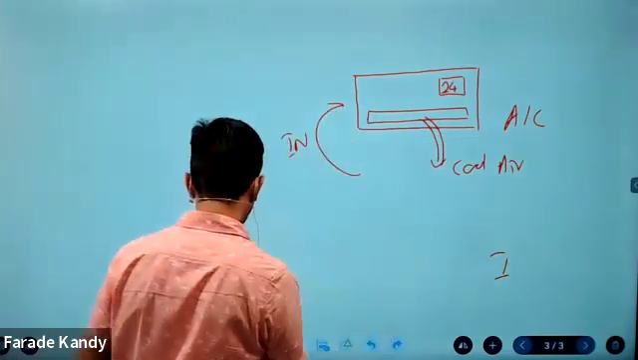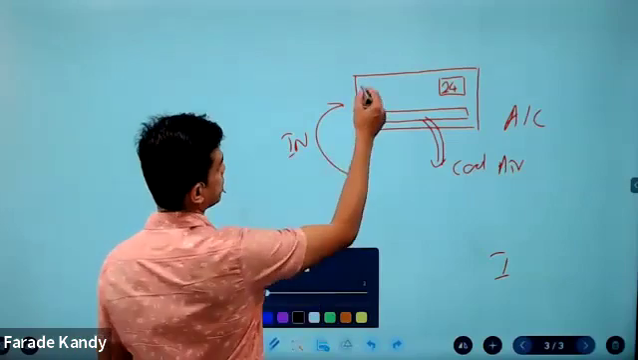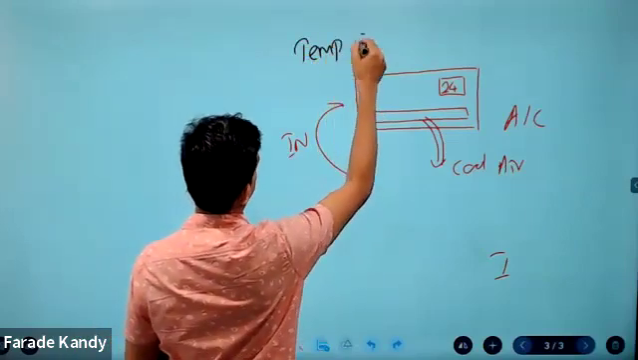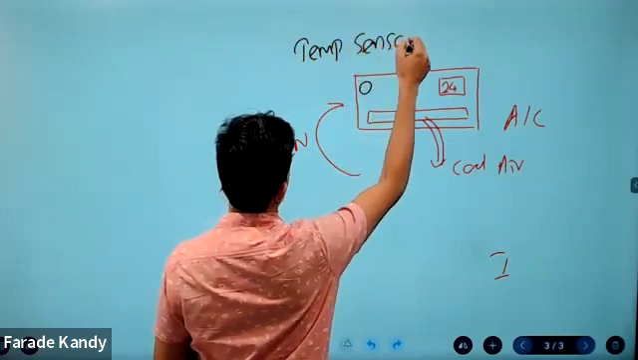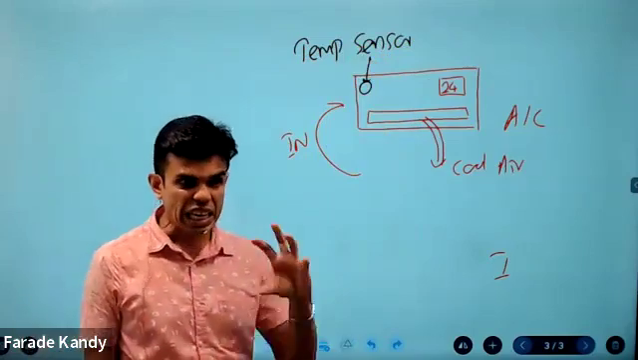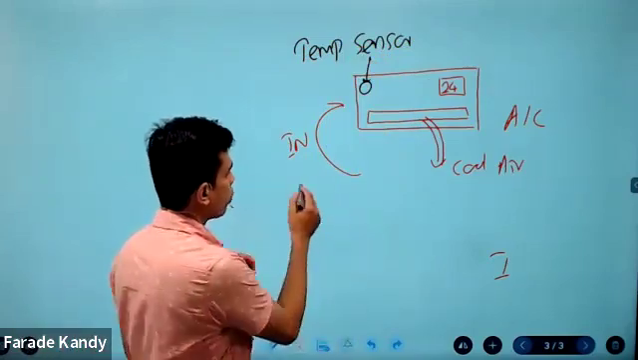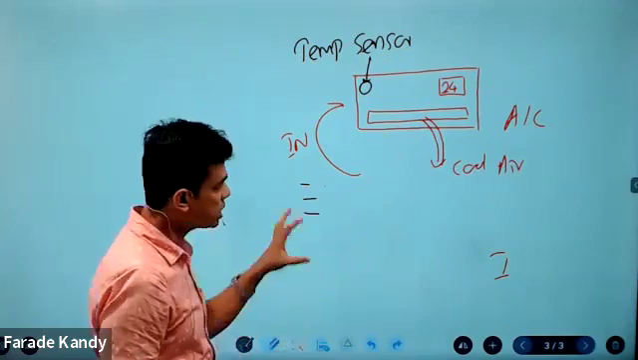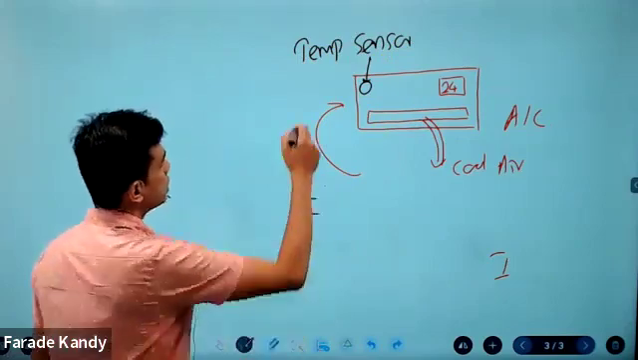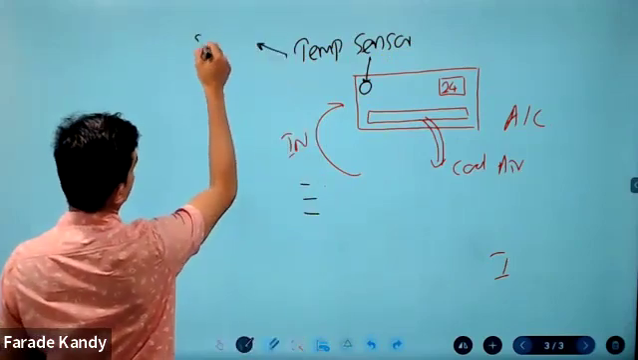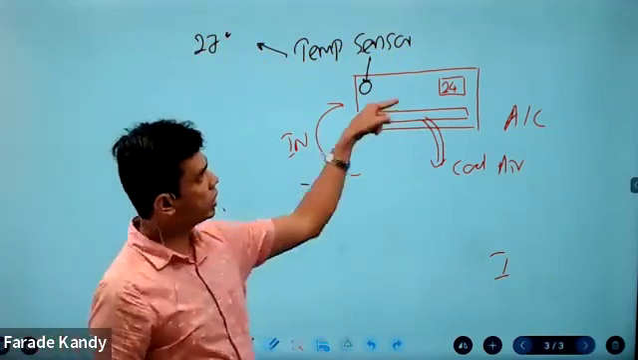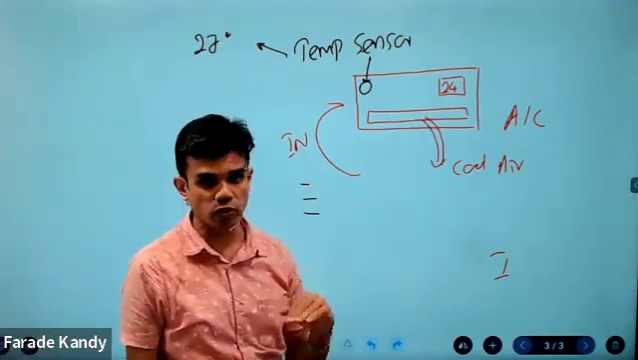That's why I said to you that we need to have a sensor here. There is going to be a temperature sensor. What is that doing? It keeps observing the room temperature. What is the current temperature of the room? Assume that now something like this: the room temperature has been detected as 27 at the moment. I have given the command to keep the room temperature at 24.